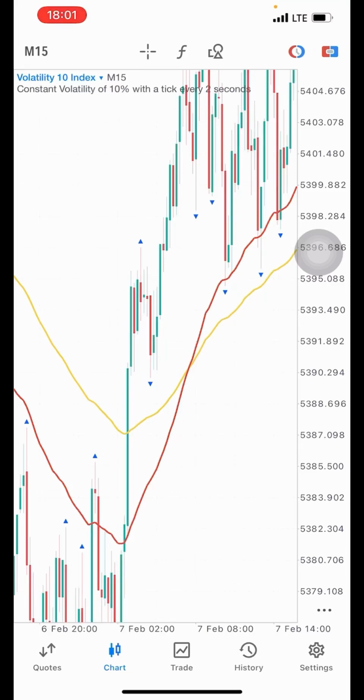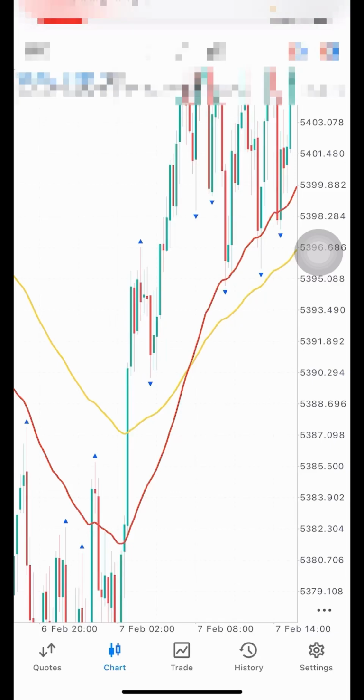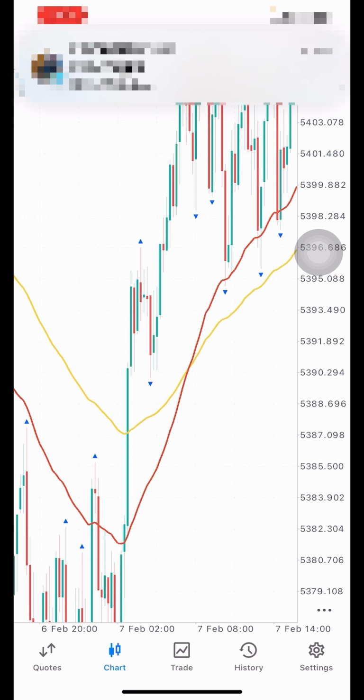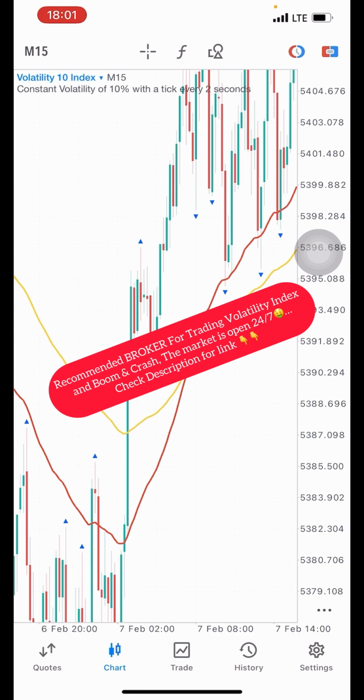Hello guys, in today's video I'll be sharing with you a very simple strategy containing two moving averages. This is a very simple strategy that even if you're a beginner you should be able to use it. So make sure you stick to the video, and don't skip any part of it till the end.